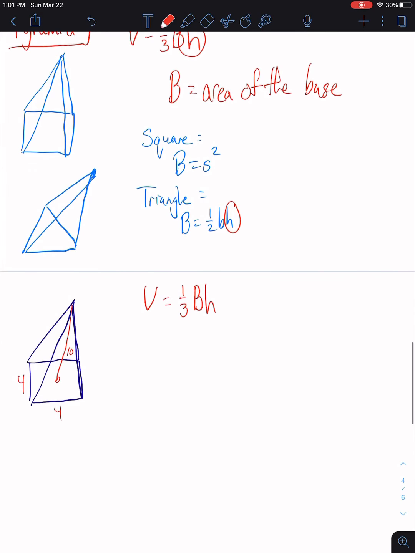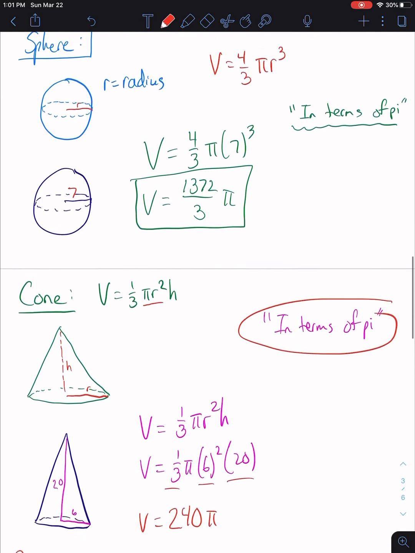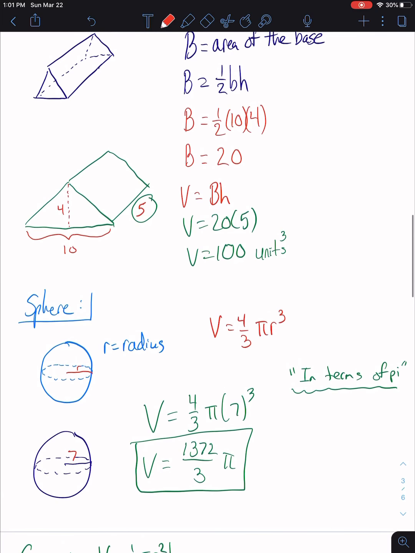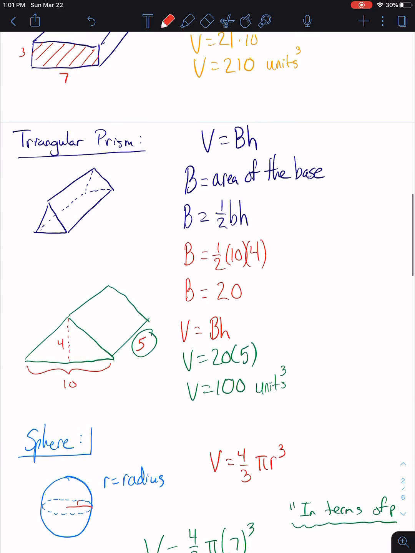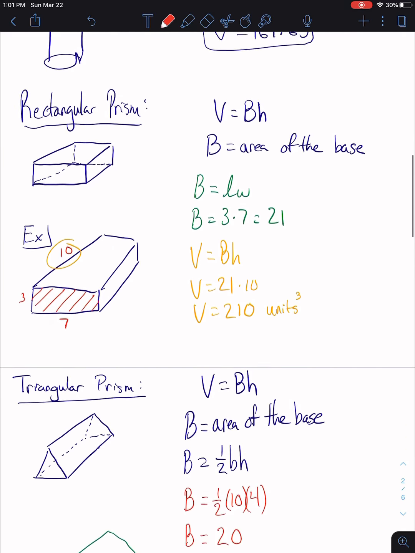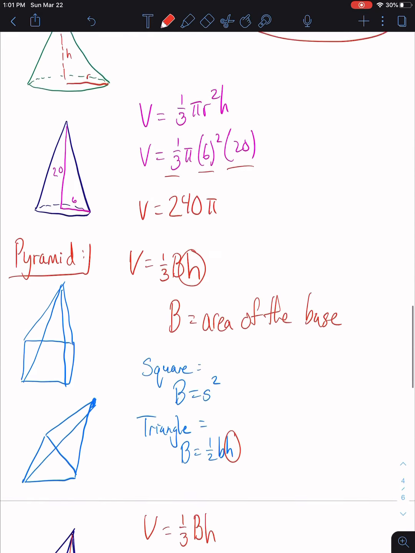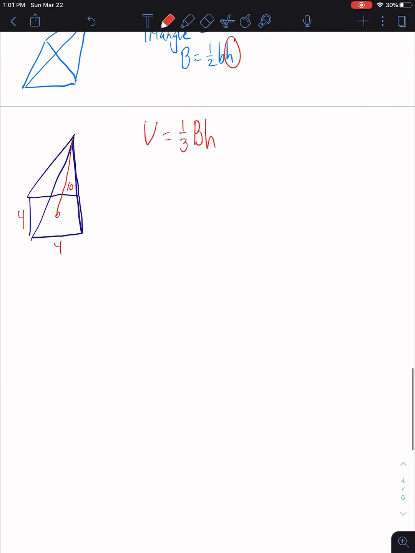Now you'll notice there's no pi in this formula here. Kind of interesting, right? Generally, we're only going to see pi in things that are round. Okay, you'll notice that triangular prism had no pi in it. You'll notice that our rectangular prism had no pi in the answer. Okay, so a couple of different things that you might want to notice here might kind of jump out at you. So volume is 1/3 base times height.